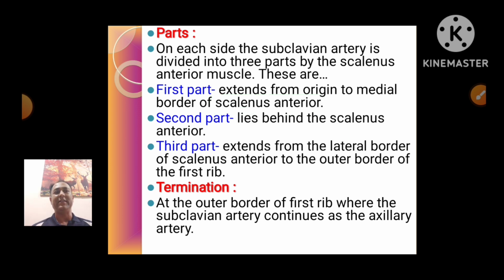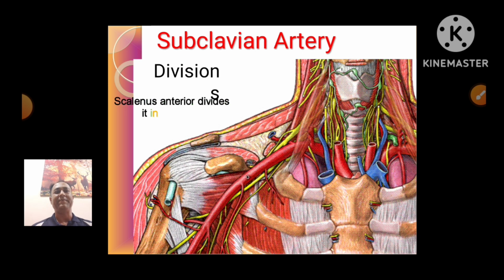And termination, as you all know, it is at the outer border of the first rib, where the subclavian artery continues as an axillary artery and supplies the upper limb. So this is the origin, divisions, meaning parts, and the termination of the subclavian artery.